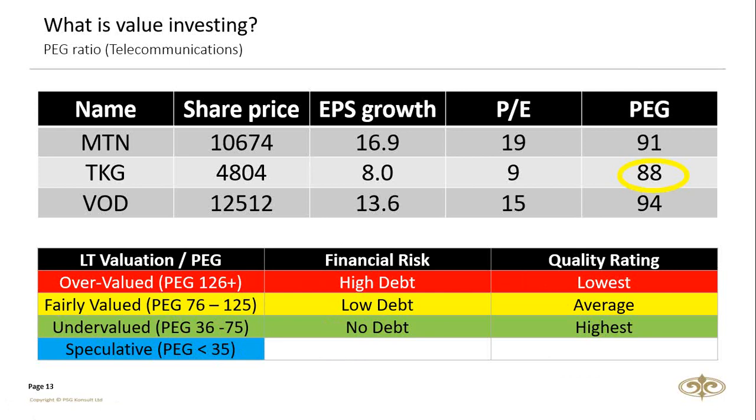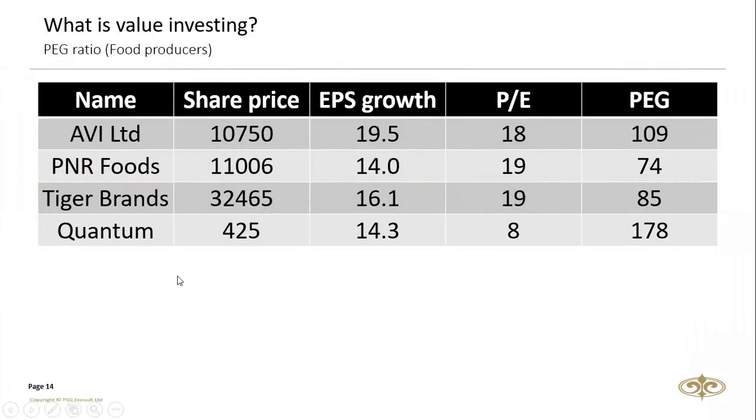So I'm going to look at another one. I'm looking at food now, which is an example of food producers: Astral Foods, Pioneer Foods, Tiger Brands, and Quantum Foods. In this scenario, again, just looking at the PEG ratio out of these four companies, I'm using just four shares. I've color-coded green, so you can see undervalued. This will help me to do further analysis on the company. It's just highlighting for me that based on the PEG, Pioneer Foods has the lowest PEG, which is the undervalued stock. The most overvalued will be Quantum Foods.